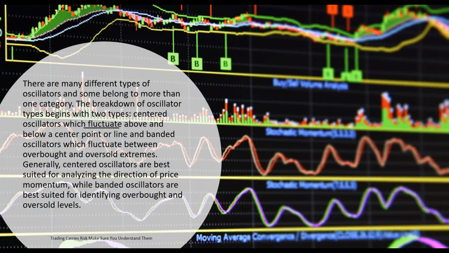Because there are many different types of oscillators. Some belong to one category or another category. Some belong to several. Okay, but pick one or two. Pick maybe just because you like the names. I started with MACD because I just like moving average, convergence, and divergence. Now I swear by it.